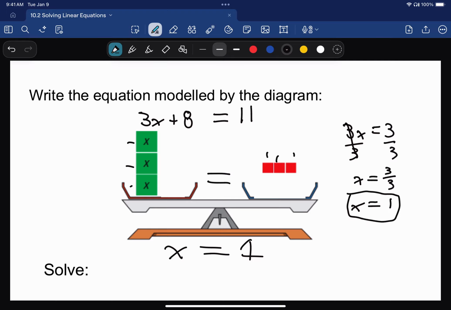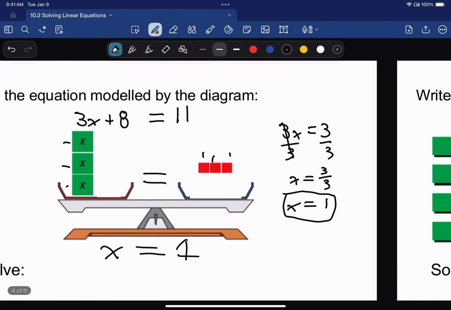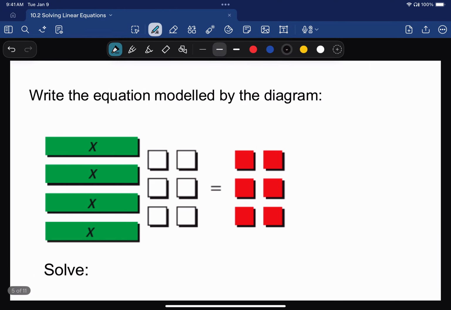Okay, so that's how we can use the scale to model the diagram. Let's check out writing this equation out. This will follow the same thing. On this left-hand side, we have 4 x's, right? 4x. And we have 6 white cubes. When they're white and not shaded in, that means it's negative. So 4x minus 6. And we put our equal sign. And on this side, we have positive 6. So that's how we would model this equation.